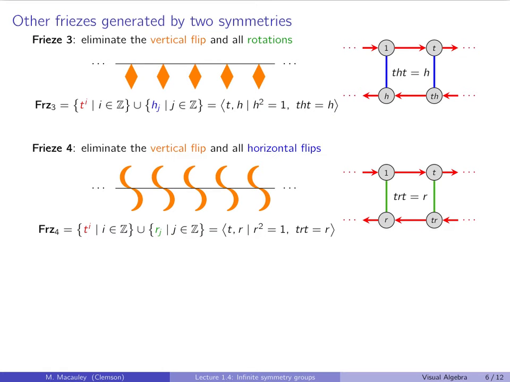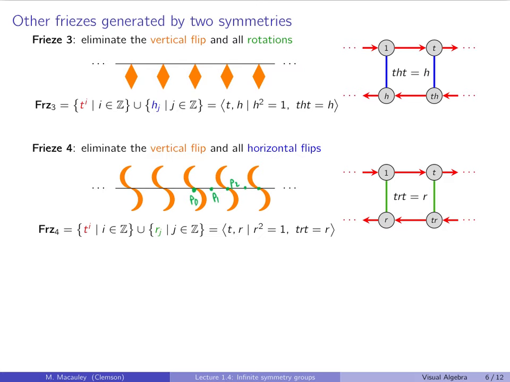Here's another thing we could do with the original frieze that we had, call it frieze 1. We could eliminate the vertical flip, and instead of eliminating rotations, we could eliminate all horizontal reflections. We can do that by, instead of using diamonds, using something like crescent moons. Now we don't have any horizontal reflections across any axis, but we have all of the rotations. We have a rotation about P0, this is P2, but also about P1, and every single one of these original points.